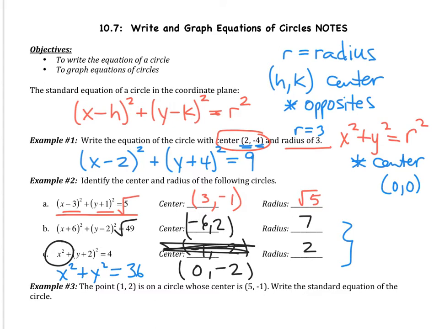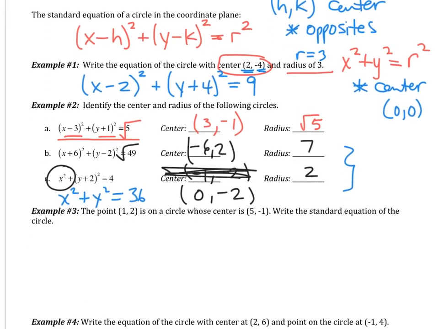The origin, because do you see how I said up here, x squared plus y squared equals r squared? If you're not adding or subtracting anything, then your x and y's are zeros, and then you just take the square root. Questions so far? All right, there are two other pieces that we have to deal with: one of them is word problems, the other one is graphing.